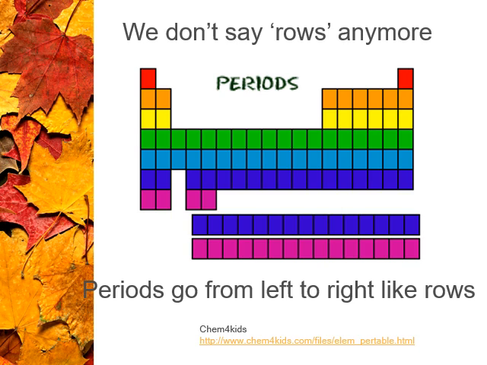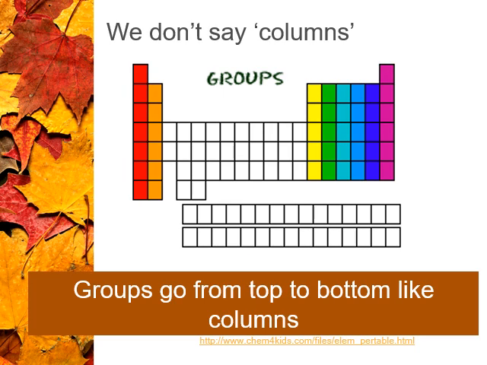They can also be called energy levels. So everything in period 1 has one outer ring. Everything in period 2 has 2 outer rings, and so on.